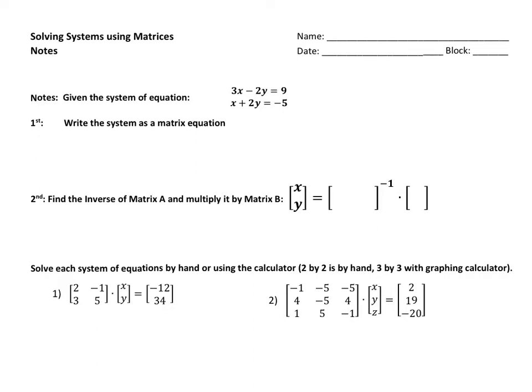we need to write the system of equations in matrix form. So here's an example of a system of equations. I'm going to write this in matrix form. So the first matrix is going to be a 2 by 2 matrix, and it's going to be made up of the coefficients of the x and the y's. So my first 2 coefficients are 3 and -2. My second 2 coefficients are 1 and 2. And this will make up my first matrix.